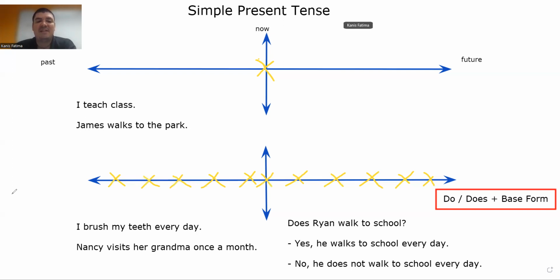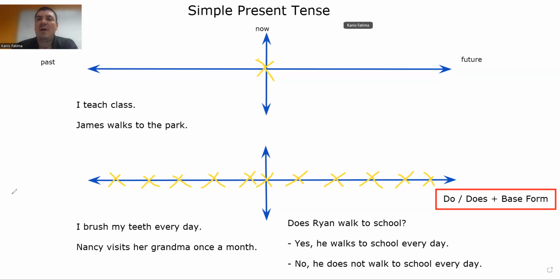Or Nancy visits her grandma once a month. Last month, September, she visited her grandmother. This month, October, she visits her grandmother. Next month, November, she will visit her grandmother. Nancy visits her grandma once a month.